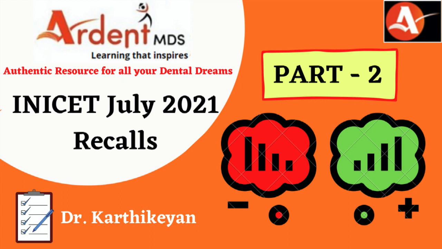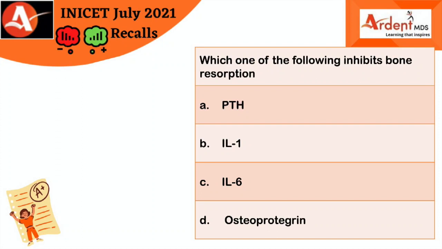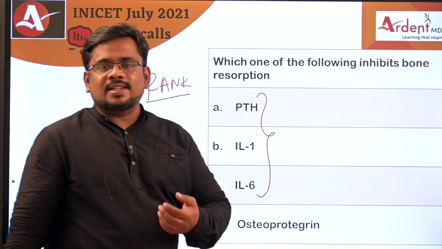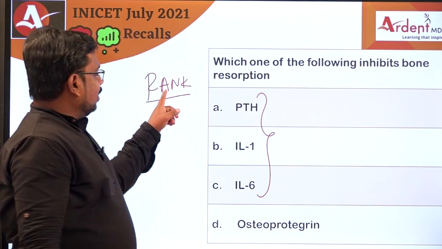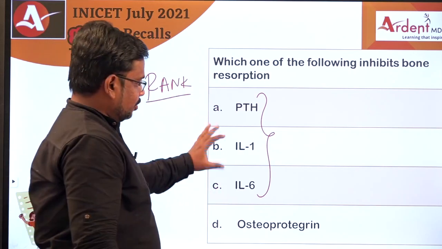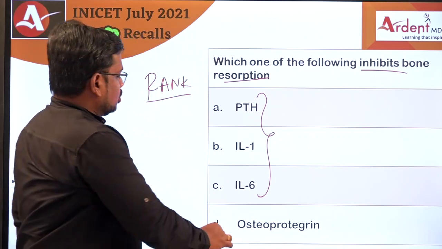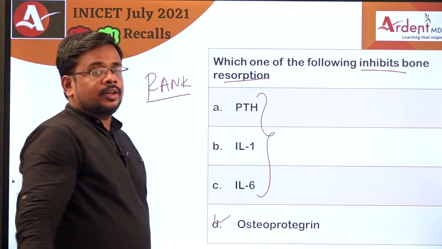Let's start the discussion. Which of the following inhibits bone resorption? Parathormone, interleukin 1, interleukin 6. All of these cause bone resorption, and apart from this, RANK also causes bone resorption. So what is RANK? RANK is receptor activator of nuclear factor kappa B. This is RANK which causes bone resorption. Because here they are asking about what inhibits bone resorption, the answer is osteoprotegerin.